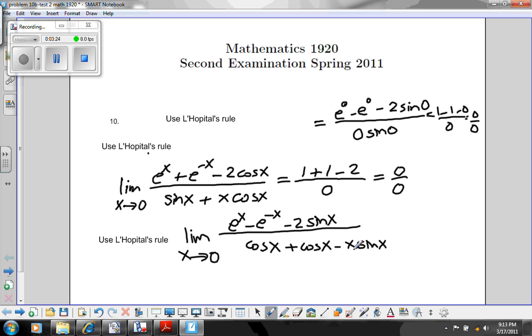So let's substitute 0 in again. We get e^0, which is 1, minus e^0, which is 1. So we get 0 here, minus 2 times 0, which is 0. In the denominator, we get cos 0 is 1, plus cos 0 is 1, so there's 2 there, minus 0 times sin 0, which is 0. So we get 0 over 2, and that is equal to 0.